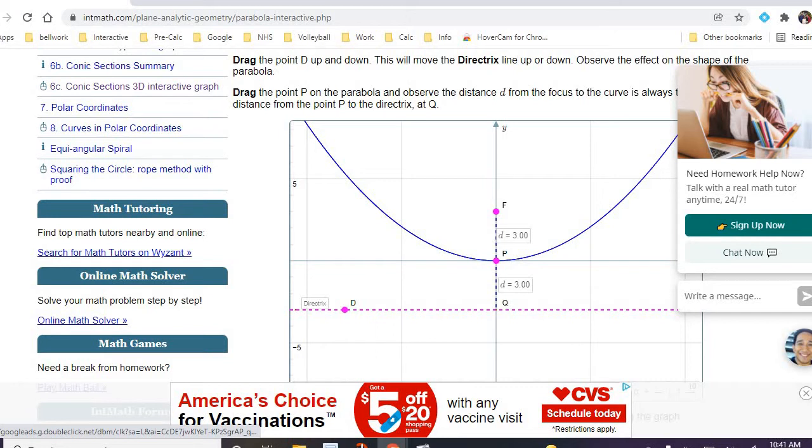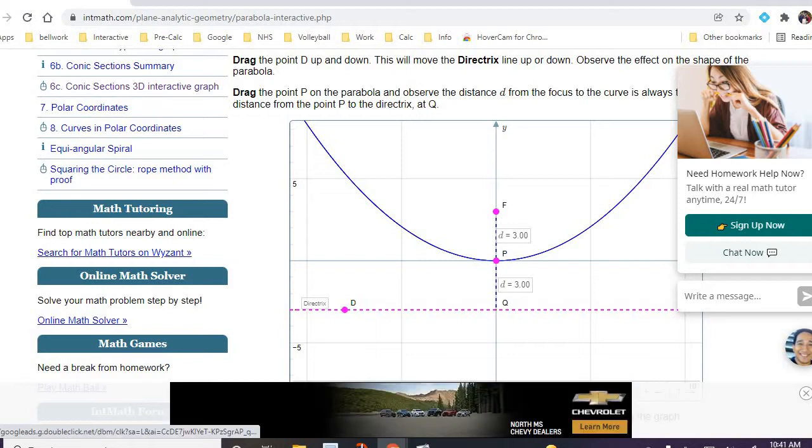My vertex. So basically, your definition, kind of geometrically thinking of a parabola, is it's going to be any point that is equal distance from a fixed point, which, the F stands for focus, and a fixed line, which is going to be our directrix.